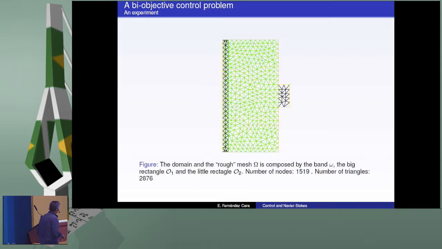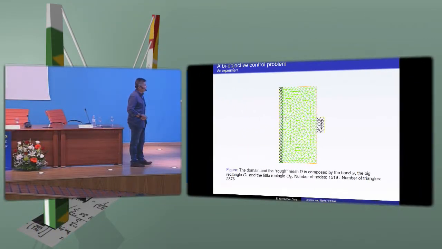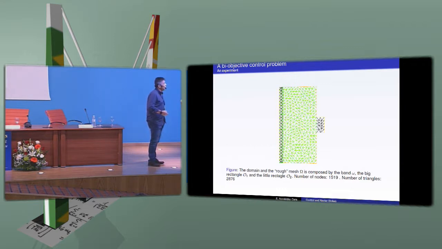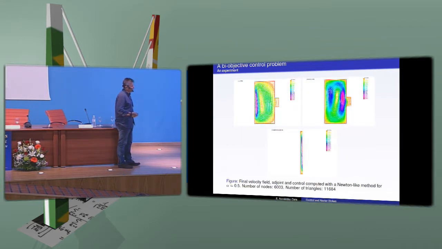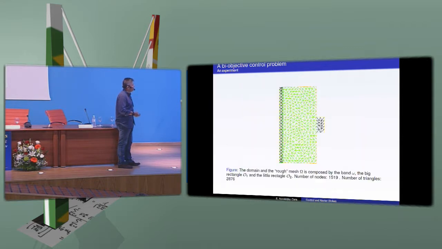This is the domain. I'm considering here an academic problem in which the equation is two-dimensional. The domain is a large rectangle with this small rectangle aside. What is in green is O1. This is the domain where we want to have U similar to U1D, and this is O2. So this is the domain where we have to have U similar to U2D. And this is the control domain. I am going to apply a force just here, in this small part of the global domain. Well, this was a first rough triangulation that I have used for preliminary computations.